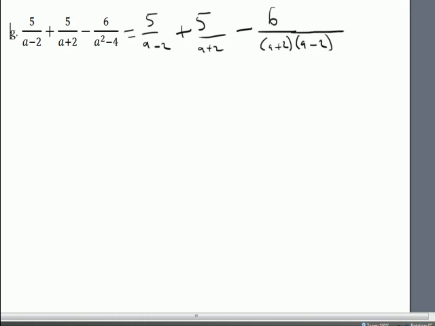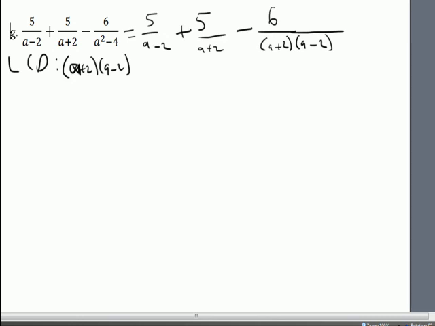So that's going to tell me my least common denominator. And I'm kind of doing this on the same page. I would do this in my notebook on normal paper off to the side. But my least common denominator is a plus 2 times a minus 2. That means I need to multiply the first term by a plus 2 over a plus 2, the second term by a minus 2 over a minus 2, and the third term by absolutely nothing.